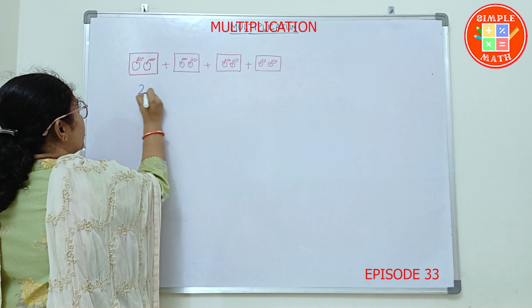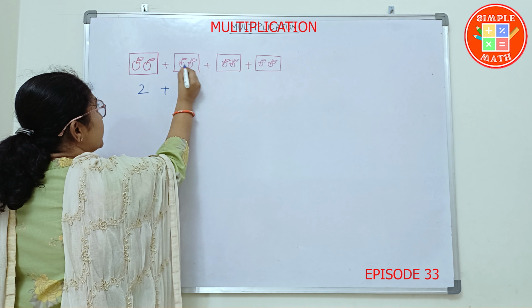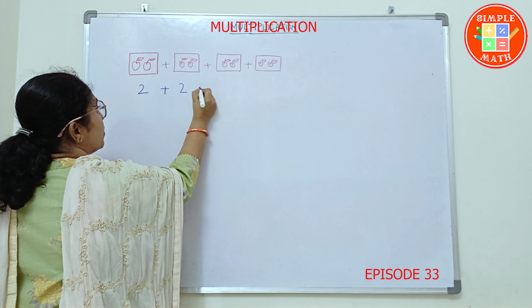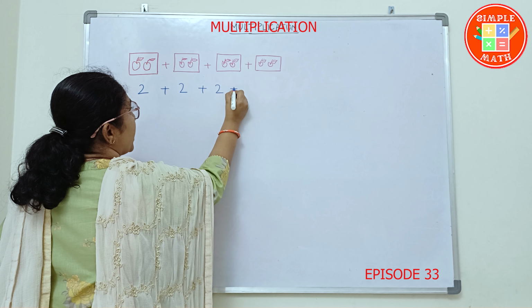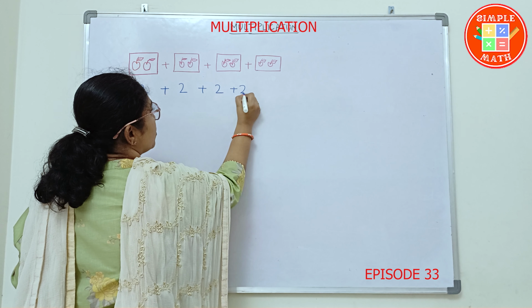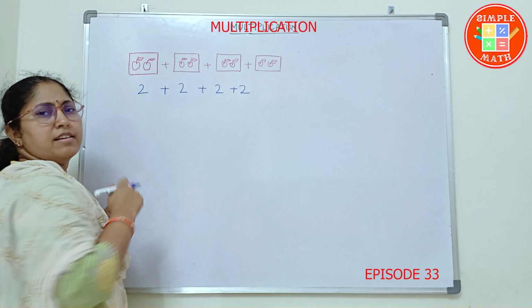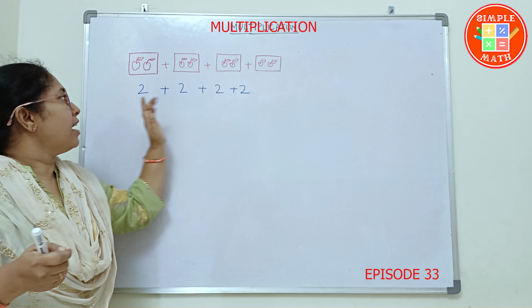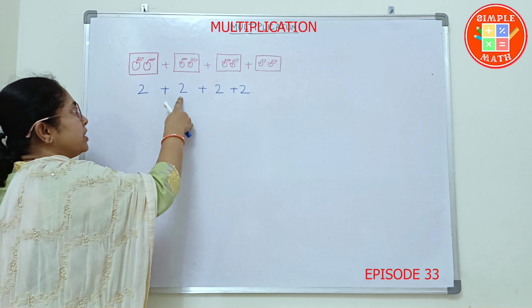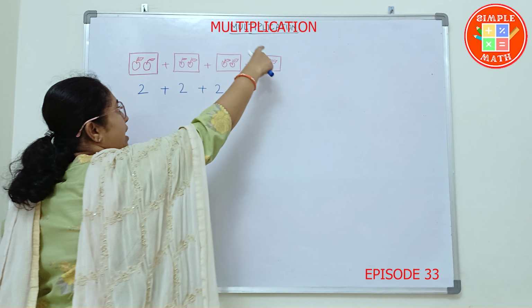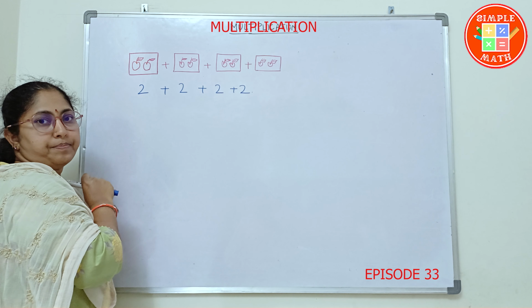1, 2. And in this box, 1, 2 again. In the next box, 2 again, 1, 2. So what is happening here? These 2 apples are added repeatedly. This number 2 is added. These 2 apples are added repeatedly.